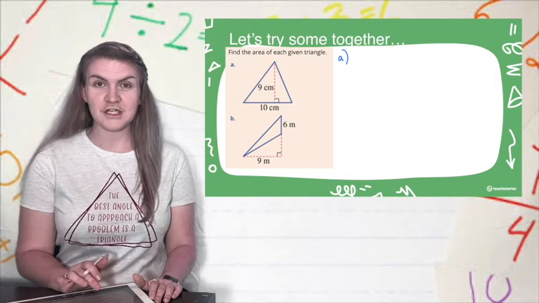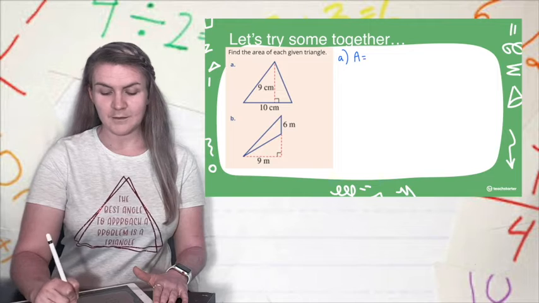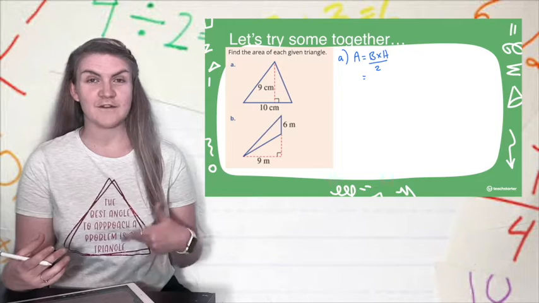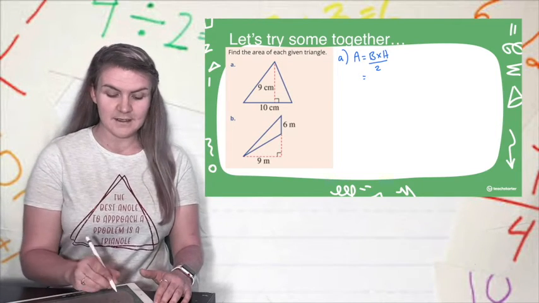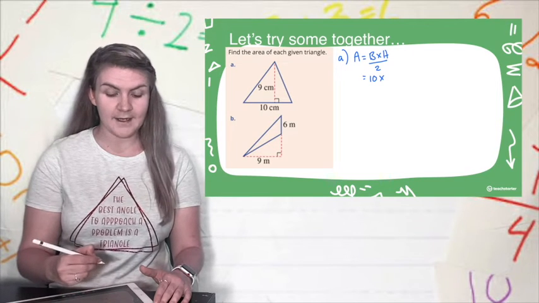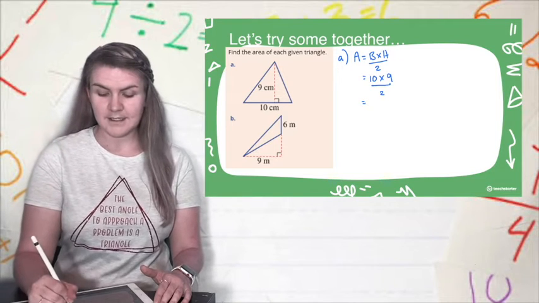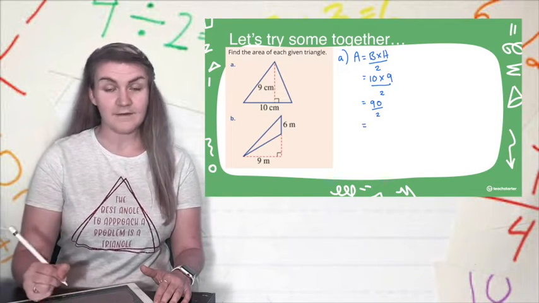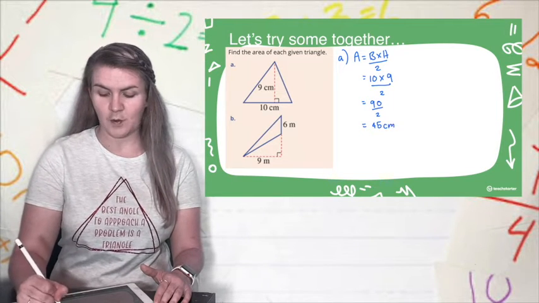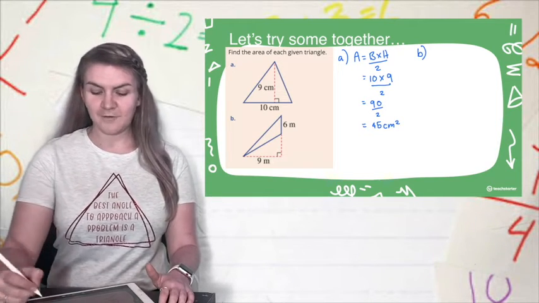Find the area of each given triangle. A. First thing, write the formula. Area equals base times height divided by 2. Now we're going to replace it with the values that we know. So the base of this triangle is 10. The height is the perpendicular height, which is 9 centimeters, divided by 2. 10 times 9 is 90. 90 divided by 2 is 45. And of course, we're putting our units, which is square centimeters. 45 square centimeters.